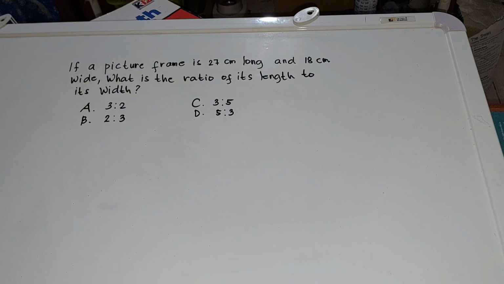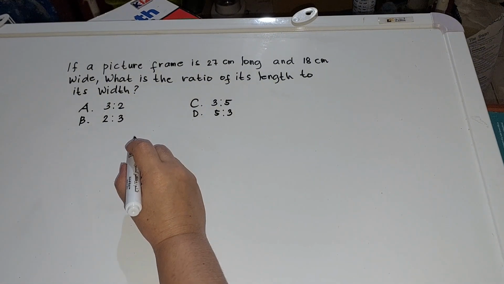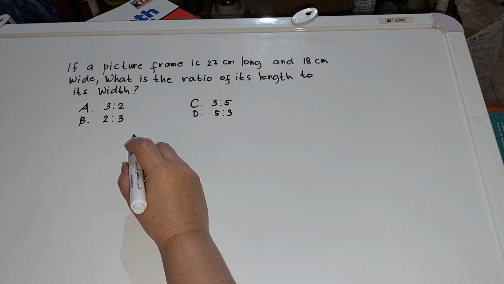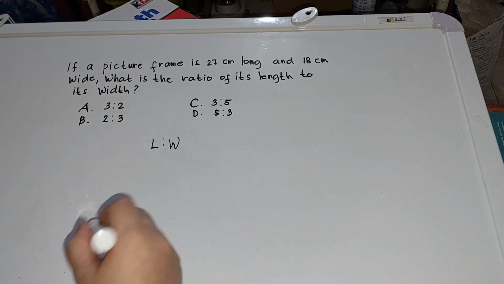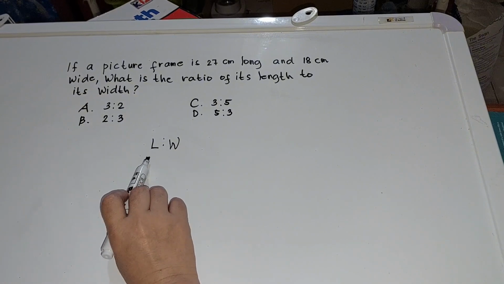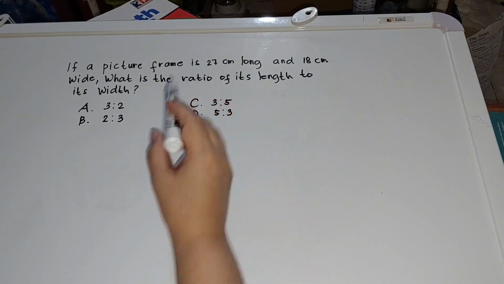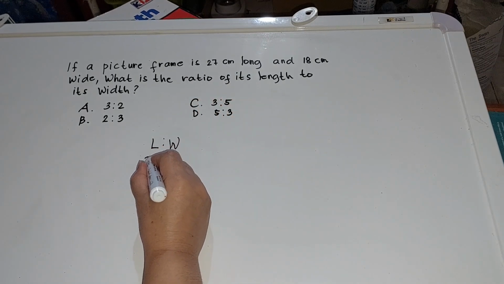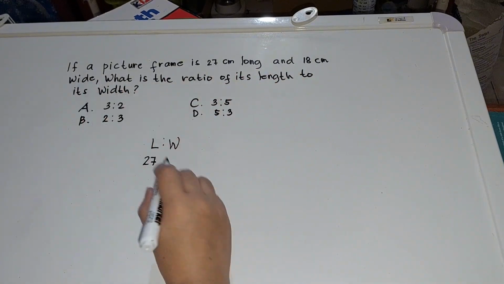If a picture frame is 27 centimeters long and 18 centimeters wide, what is the ratio of its length to its width? Okay, so the ratio we are looking for is length to width. What is the length? This is 27 centimeters long. So this is the length, 27, and 18 centimeters wide. So this is the width.